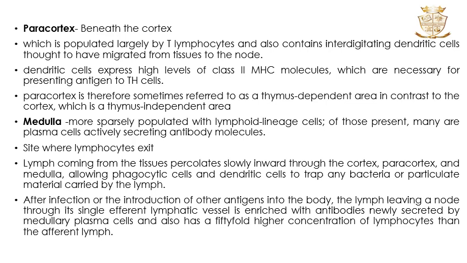Next, the last region, the medulla, is the region through which the lymph oozes out. The lymph comes in through the afferent vessel and oozes out through the efferent vessel. Efferent vessels are present in the medulla region. The medulla is sparsely populated with lymphoid lineage cells; B lymphocytes and T lymphocytes are rarely seen, and mostly plasma cells are present there. They secrete antibody molecules.